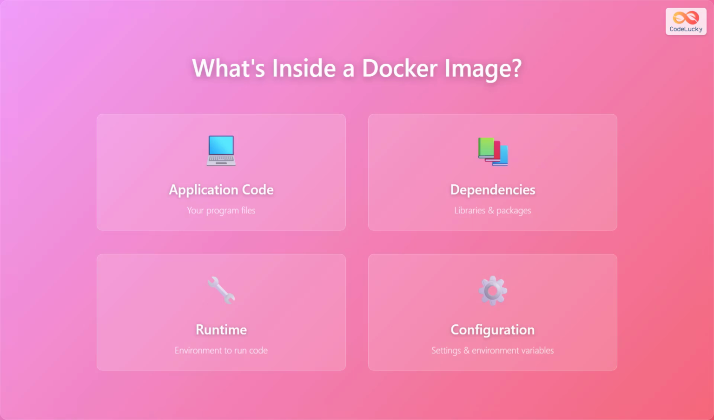Let's see what is inside a Docker image. First, it includes the application code, which contains your program files. Secondly, it contains all the dependencies, like libraries and packages that your application needs. Thirdly, there is the runtime environment, which provides the necessary environment to run your code. Finally, it includes the configuration settings and environment variables required for the application to run correctly.